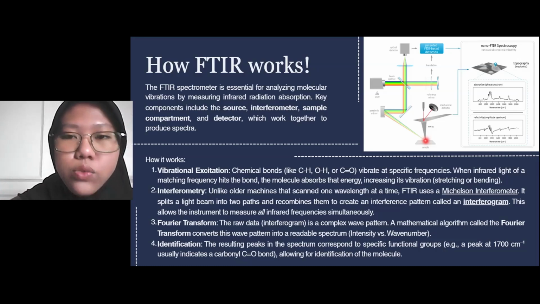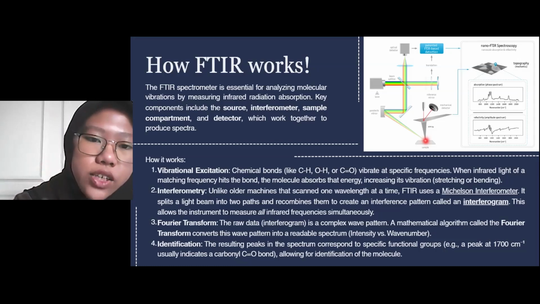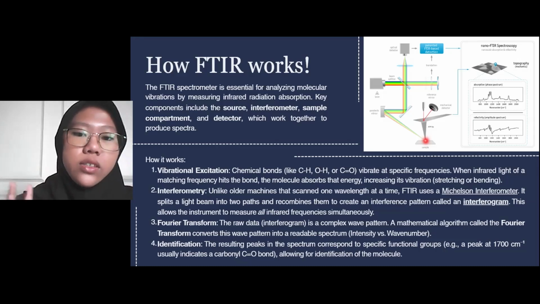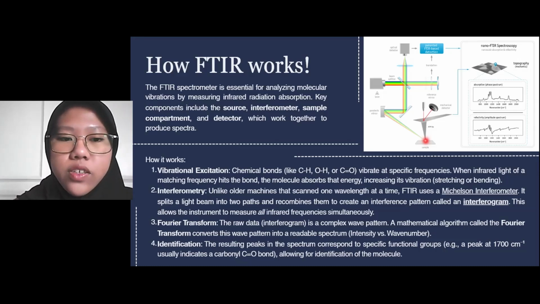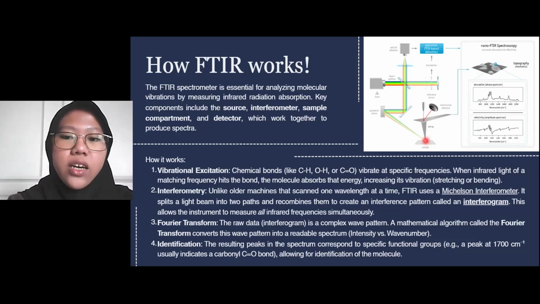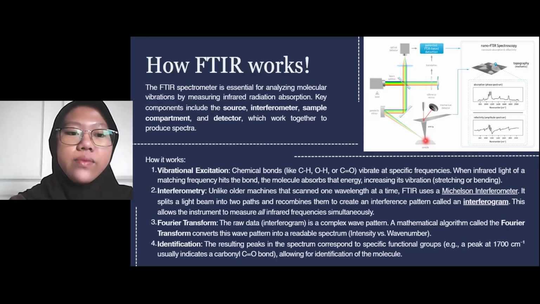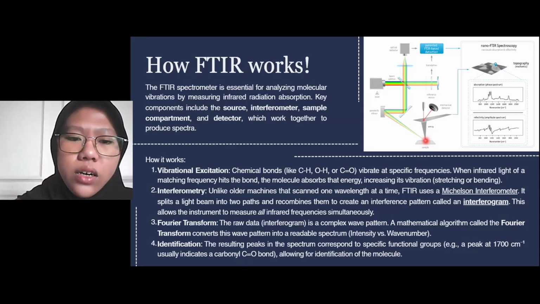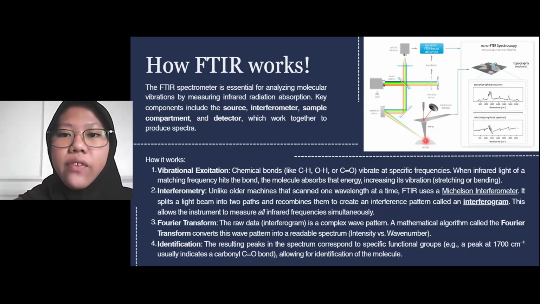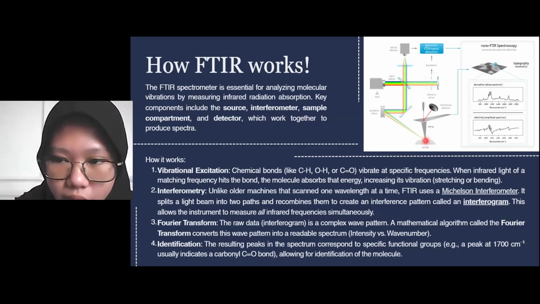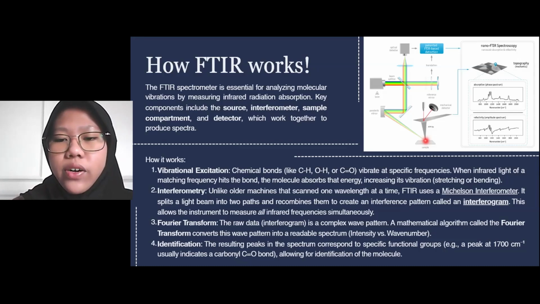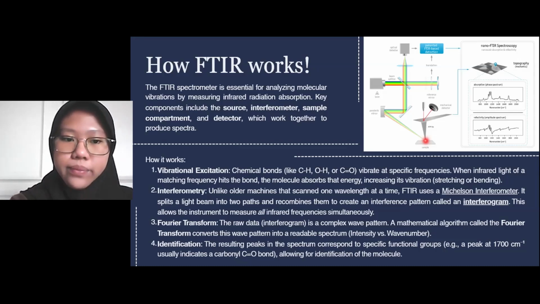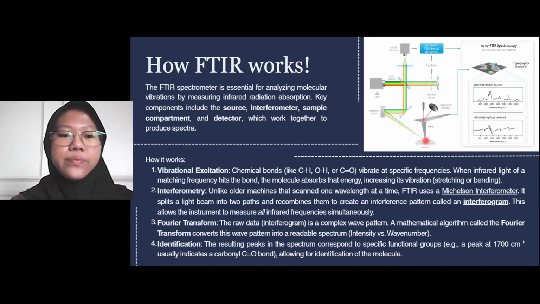How FTIR works is, one, vibrational excitation. Chemical bonds like C-H, O-H, or C=O vibrate at specific frequencies. When infrared light of a matching frequency hits the bond, the molecule absorbs that energy, increasing its vibration, stretching, or bending. Two, interferometry. Unlike older machines that scanned one wavelength at a time, FTIR uses a Michelson interferometer. It splits a light beam into two paths and recombines them to create an interference pattern called an interferogram. This allows the instrument to measure all infrared frequencies simultaneously.